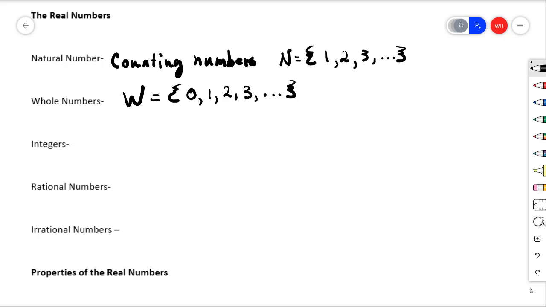Next, we have the set of integers, and this is symbolized by a capital Z. And this one is continuous on both ends, and we're going to start with an ellipsis, and then we'll go -3, -2, etc.